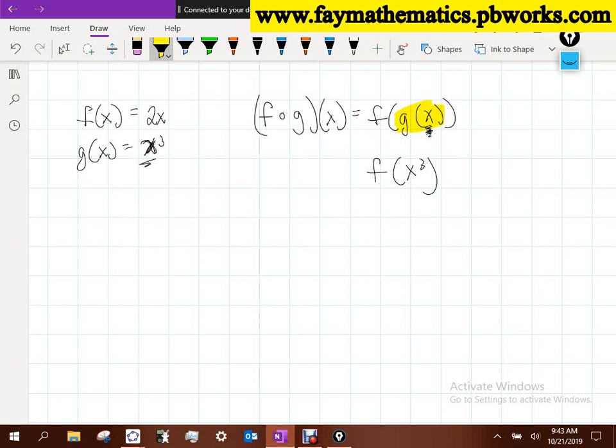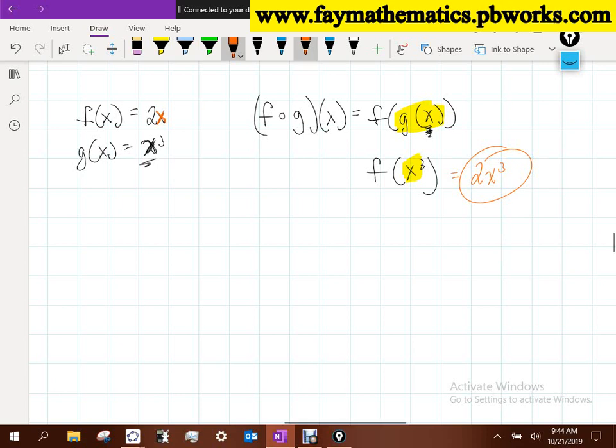Okay? Now, what's it say to run through f? x cubed. So now I'm going to go to my f function, and wherever I see my x, I'm going to replace it with x cubed. So I get that thing there. Does that make sense? Okay.